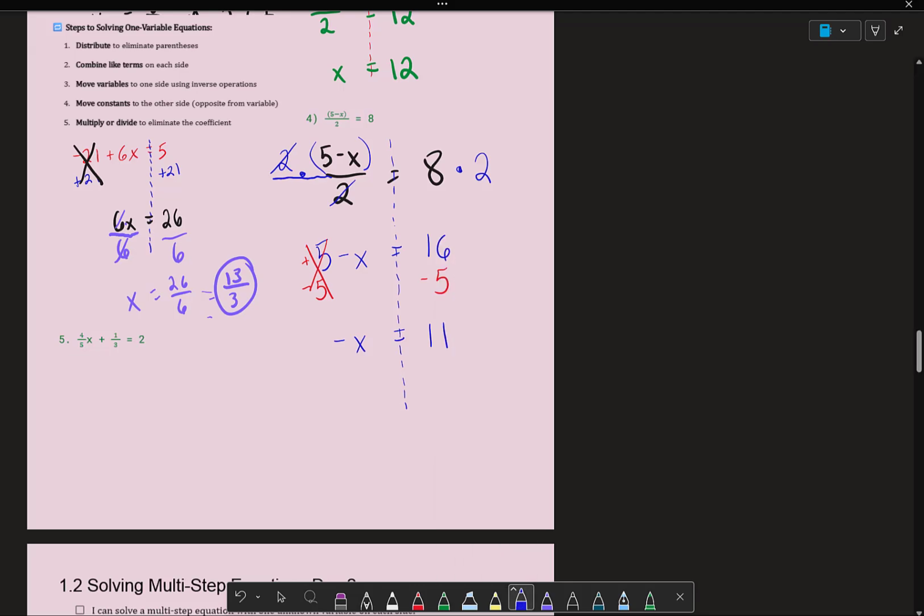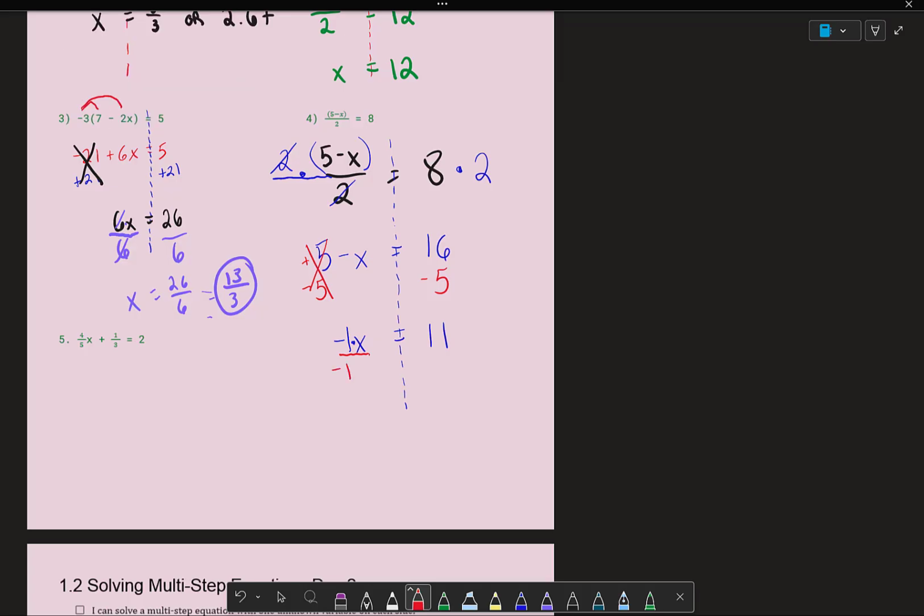Mature mathematicians know at this point this is a negative 1 multiplied by x equals 11. Our goal is to solve for x. So we have one additional step, and it is to divide both sides by negative 1. Negative 1 divided by negative 1. A negative divided by negative is a positive. So negative 1 divided by negative 1 is a positive 1x. Don't need to write the positive 1. 11 divided by negative 1 is negative 11.